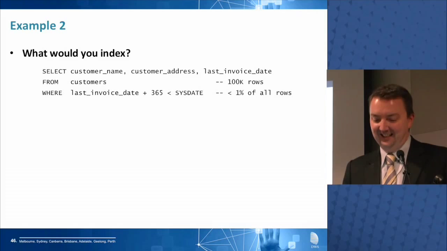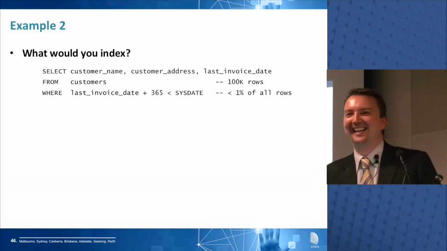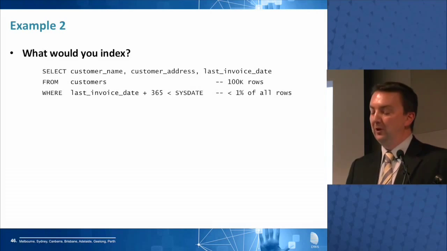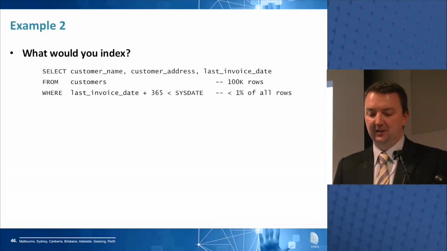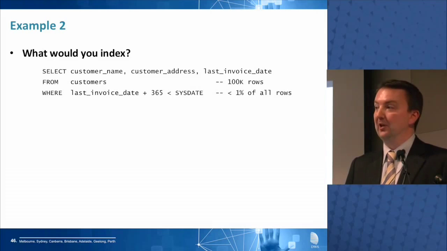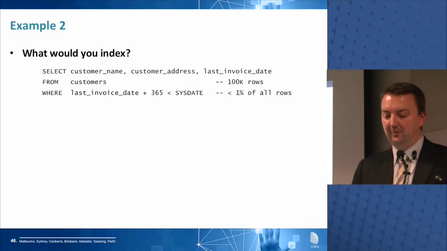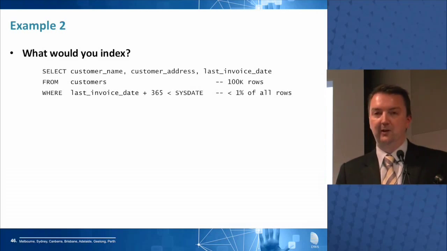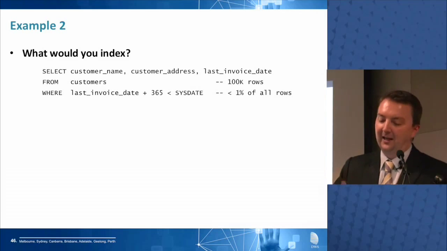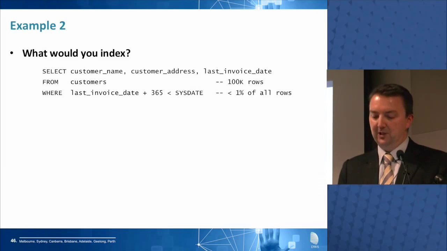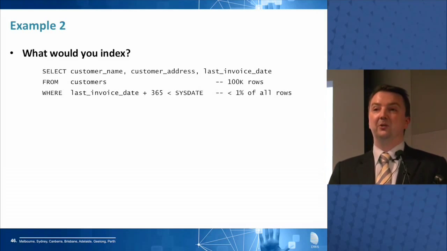Neville. Last invoice date. Last invoice date? Would you? He says in a Dorothy Dix voice. Also, rewrite the query. Thank you, Andrew. So why, using this query, why wouldn't I index last invoice date? Less than 1% of the rows sounds attractive. Because it's an expression, right? It's an arithmetic expression. Last invoice date plus 365. If I index last invoice date, it's not going to use that index because I've corrupted my expression by adding 365 to it. What could I do to it?